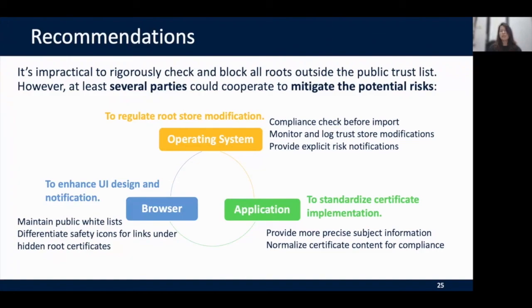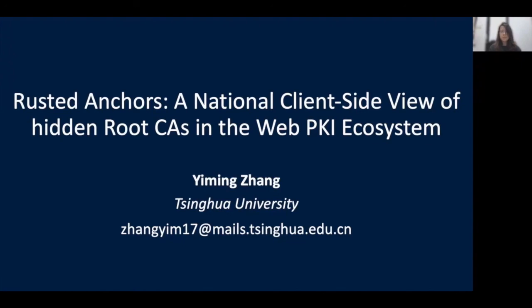We also have made a few recommendations to mitigate this issue. For example, the operating system should regulate root store management by monitoring, logging, and prompting the users for third-party modifications. The browser is suggested to maintain public stores as whitelists and differentiate safety icons for links towards hidden roots. As for the local applications of benign usages, providing more precise subject information and normalizing certificate content would also be helpful.